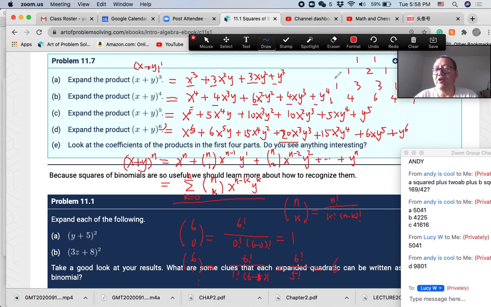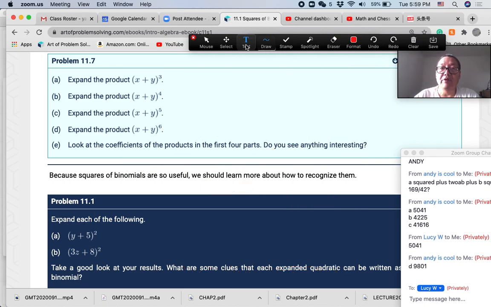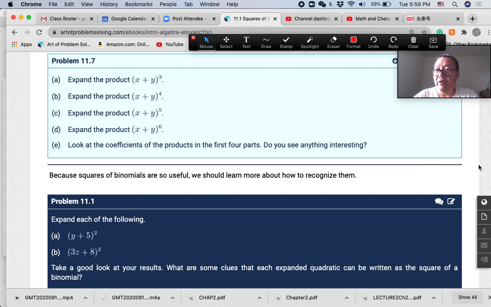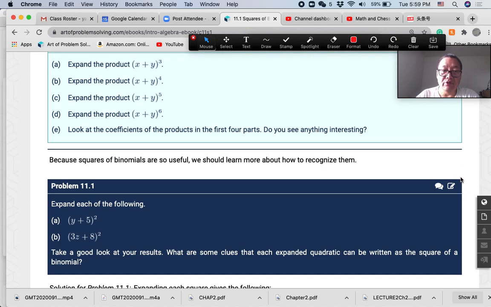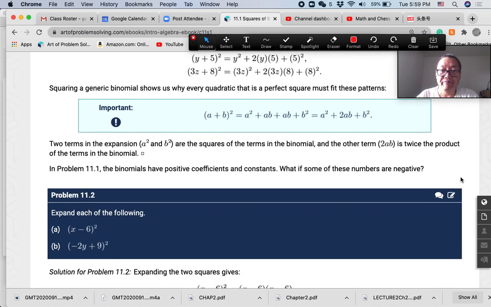So this one's called triangular numbers. You can also do it this way. But if you're familiar with the combination formula, you can also use the combinations. Okay, so very good. We already finished this section. Now let's go to the next one.